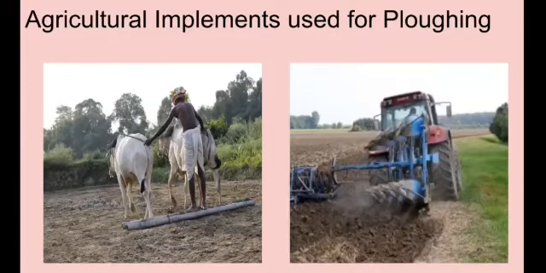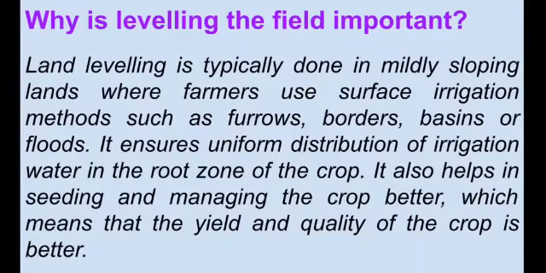Okay, there is a manual method as well as a machine method to plow the field. Now let us move on. Why is leveling the field important? Leveling is typically done in mildly sloping lands where farmers use surface irrigation methods, such as furrows, borders, basins or floods, and ensure uniform distribution of irrigation water in the root zone of the crop. It also helps in seeding and managing the crop better.